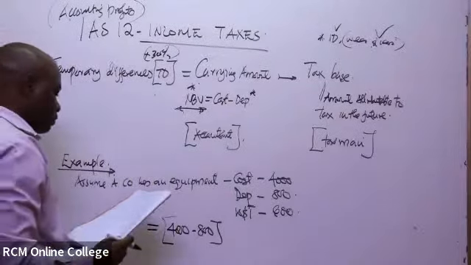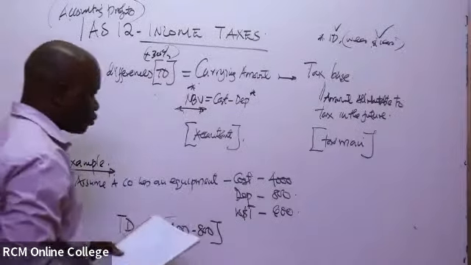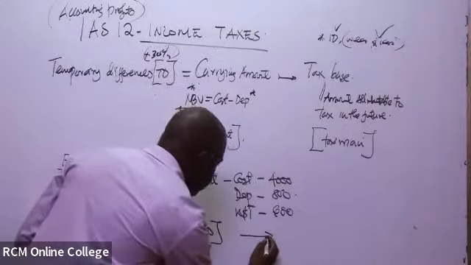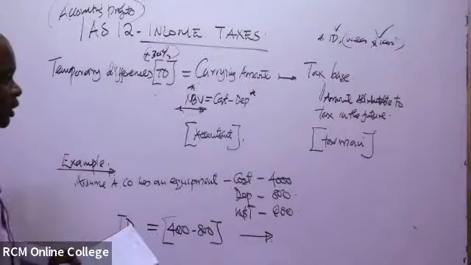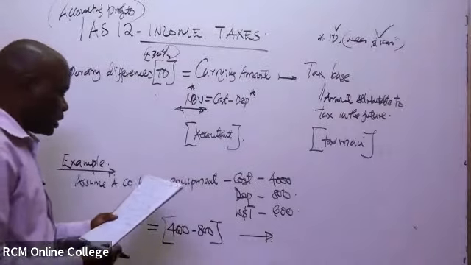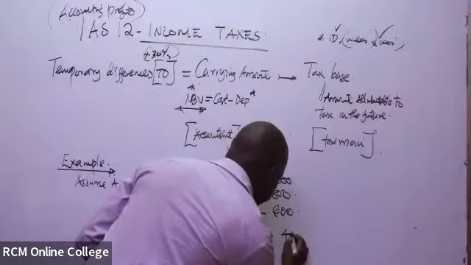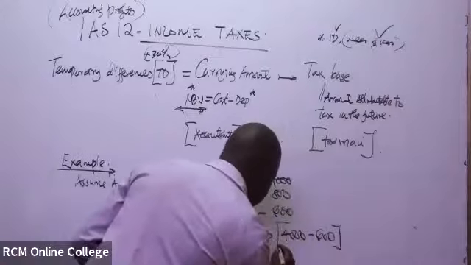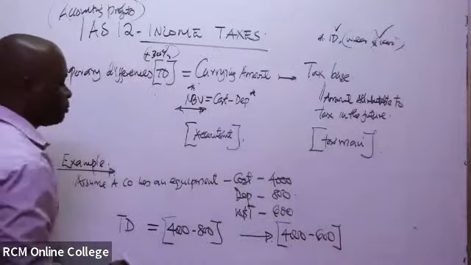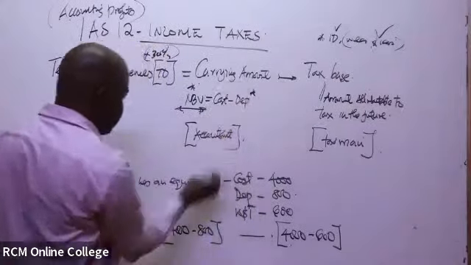Then we take the tax base, so minus the tax base. For the tax base, what are they considering? They're only considering wear and tear. So for our tax base, it will be 4,000 minus 600. If you compute the difference, what are you getting? This is actually a minus. So the carrying amount is this one.